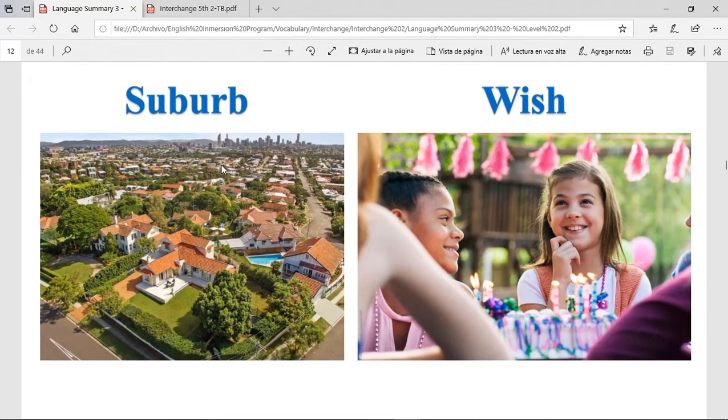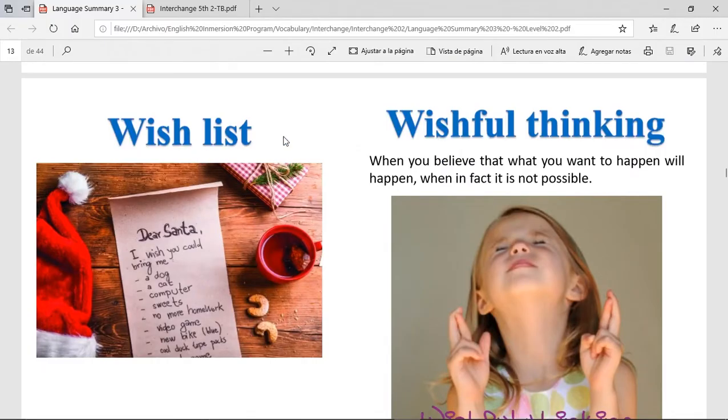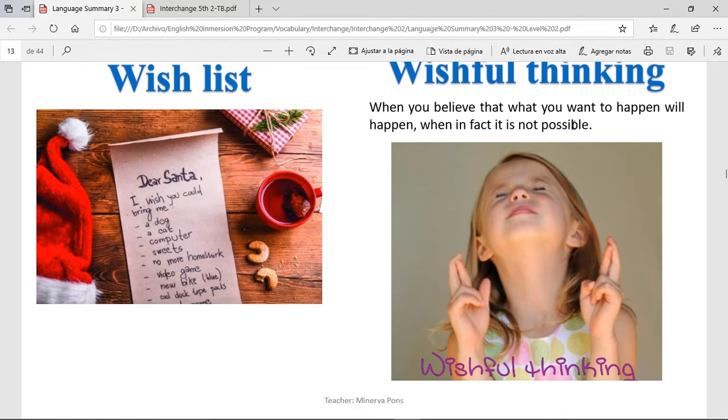Suburb. The suburbs are the places outside the city. If you see, here we have the city, but this is outside the city where you live, okay? Wish. When you wish is when you dream or want something to happen in the future, but you don't think it's possible. A wish list is a list of wishes. Wishful thinking. When you believe that what you want to happen will happen, when in fact it is not possible.